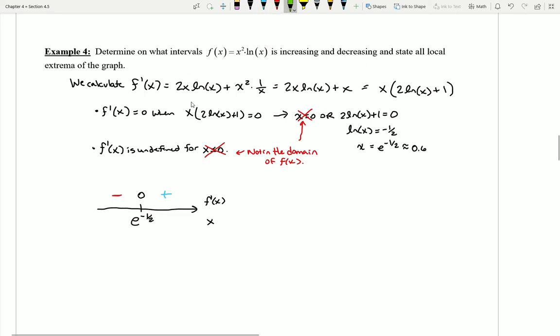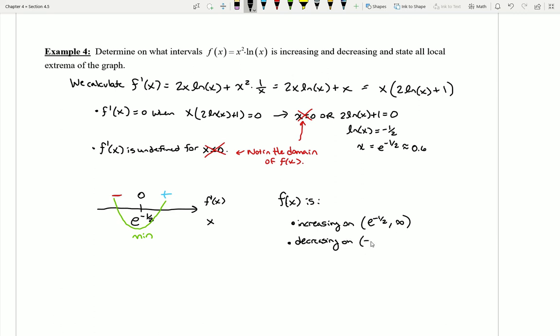So of course I can see then that my graph appears to go down, down, down, down, down, levels out to 0, then starts going back up. And so at this point here, I have a minimum. So I can summarize everything by saying f of x is increasing on the interval from e to the negative 1/2 up to infinity. It is decreasing on the interval from negative infinity to e to the negative 1/2.